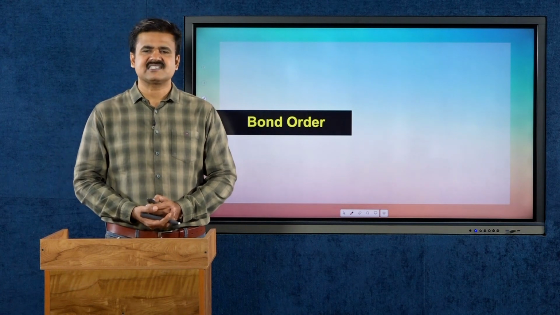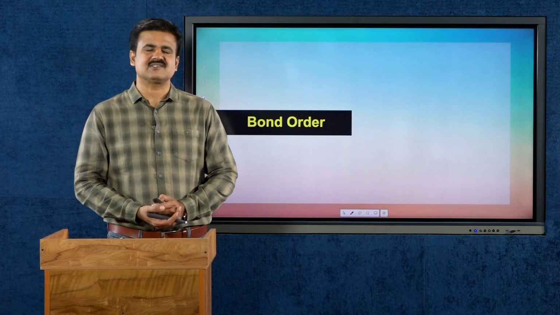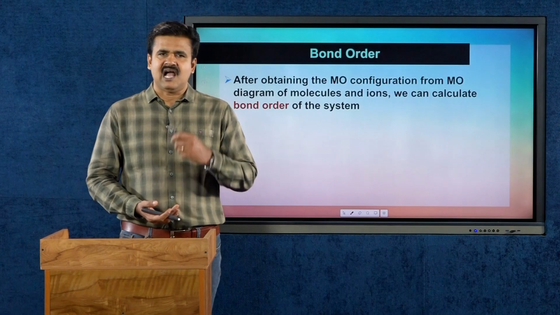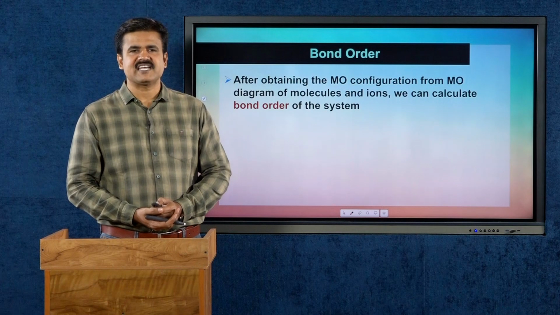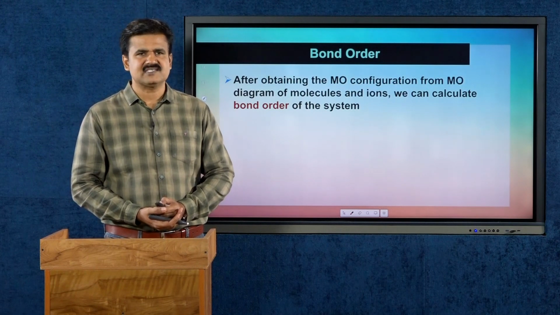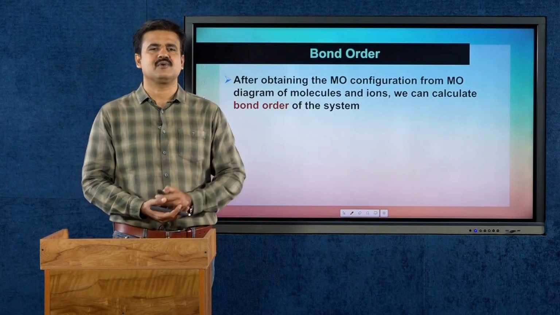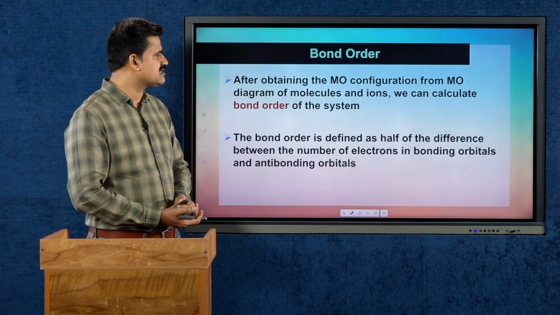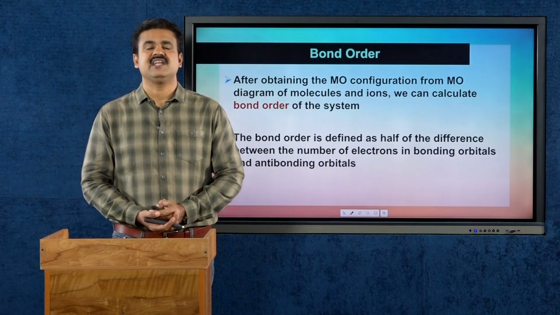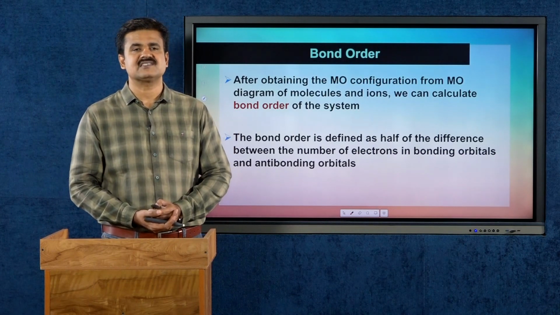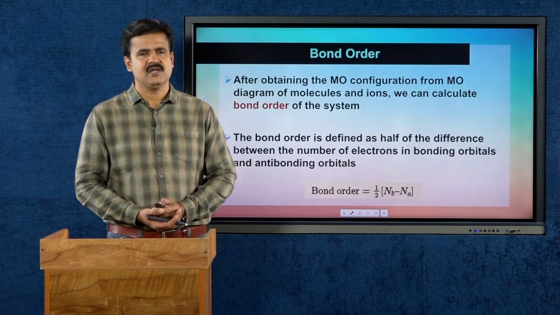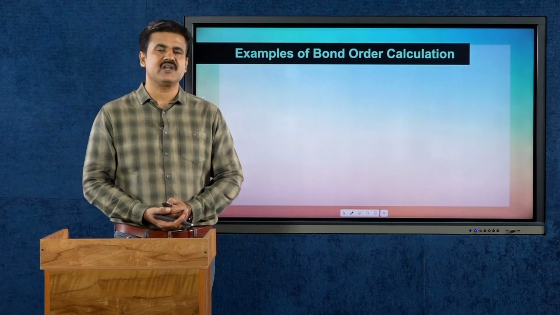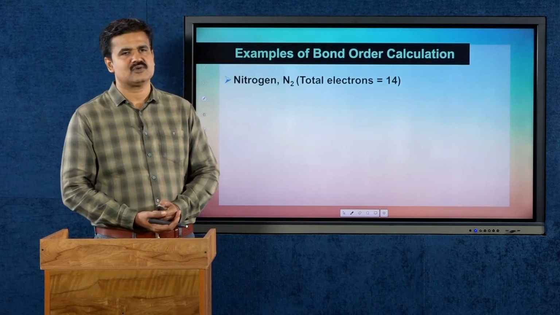Now, we are discussing another important parameter associated with the molecular orbital theory, that is nothing but bond order. After obtaining the molecular orbital configuration from MO diagram of molecules and ions, we can calculate the bond order of the system. The bond order is defined as half the difference between number of electrons in bonding orbitals and antibonding orbitals, or bond order equal to half of Nb minus Na. Nb represents bonding electrons and Na represents antibonding electrons.